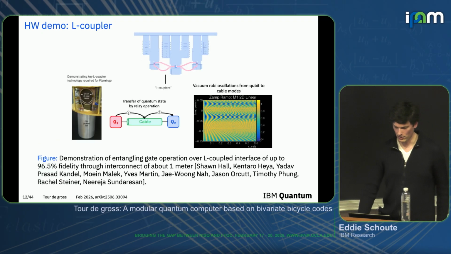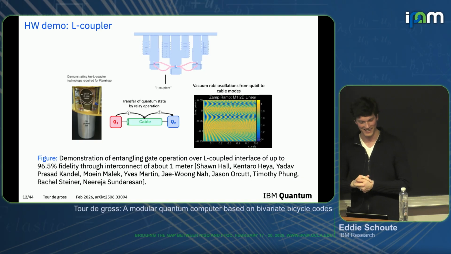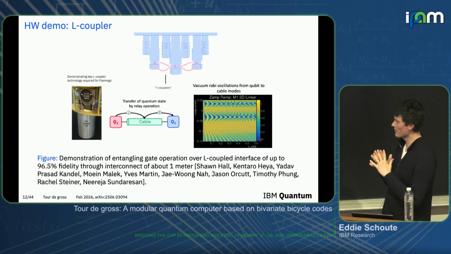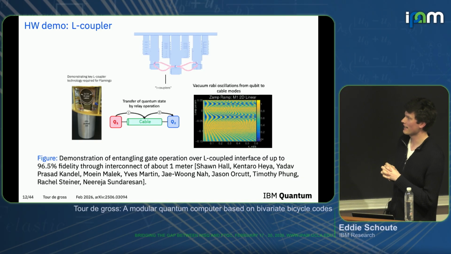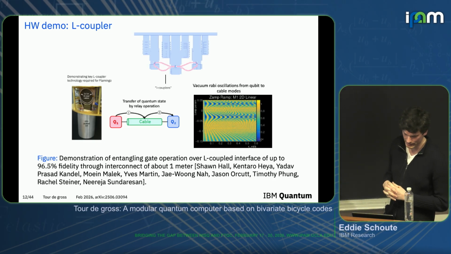All right. So let me proceed a few slides before I take further questions. These L couplers are great. We can connect various code modules at longer distances, and in fact, we built in the lab a demonstration of these L couplers that show that over an interconnect of about a meter, we have a 96.5% fidelity.